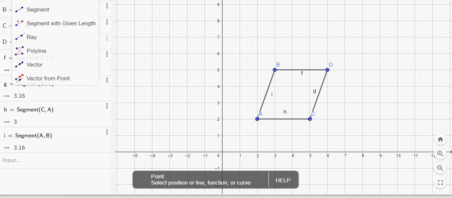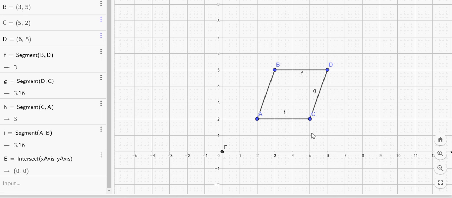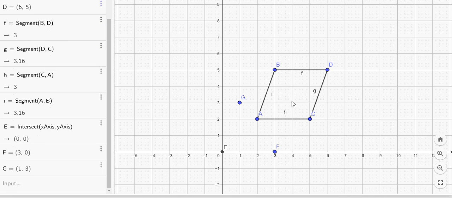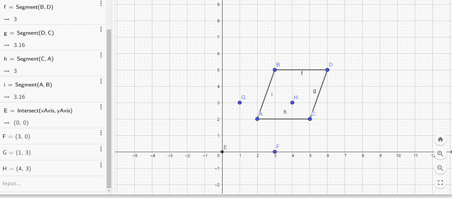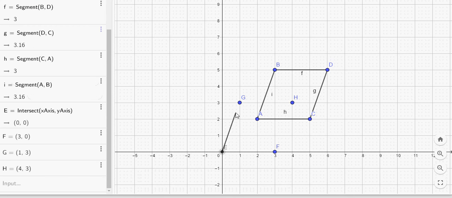I'll drag A to 0, 0. What does that mean happens to C? What is it? 2 across and 2 down, so 3, 0. B, 2 across, 2 over. And then D, 2 across, 2 over. Now I have a brand new parallelogram as shown. Everybody cool with that?